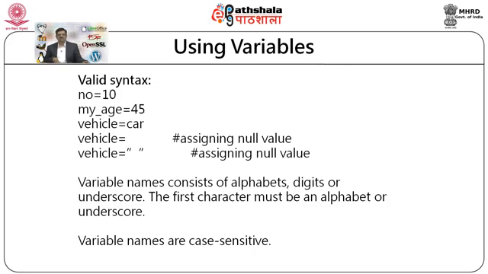The variable names can have underscore. So, you can see my underscore age, it uses underscore. Variables can have null values. So, variable name equal to, and if we do not keep anything over here, it takes null value, or else we can use quotes to assign null values. So, this is how variables can be used.